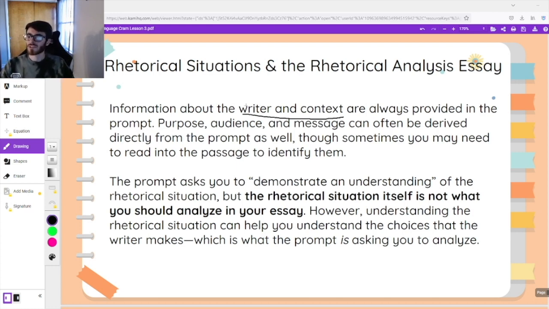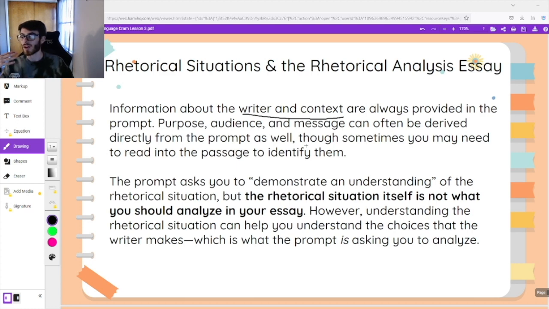Now, the prompt asks you to demonstrate an understanding of the rhetorical situation, but the rhetorical situation itself is not what you should analyze in your essay, right? You're not going to write an essay about how the context influenced the way that the text was written. The prompt wants you to focus on rhetorical choices, not the rhetorical situation.